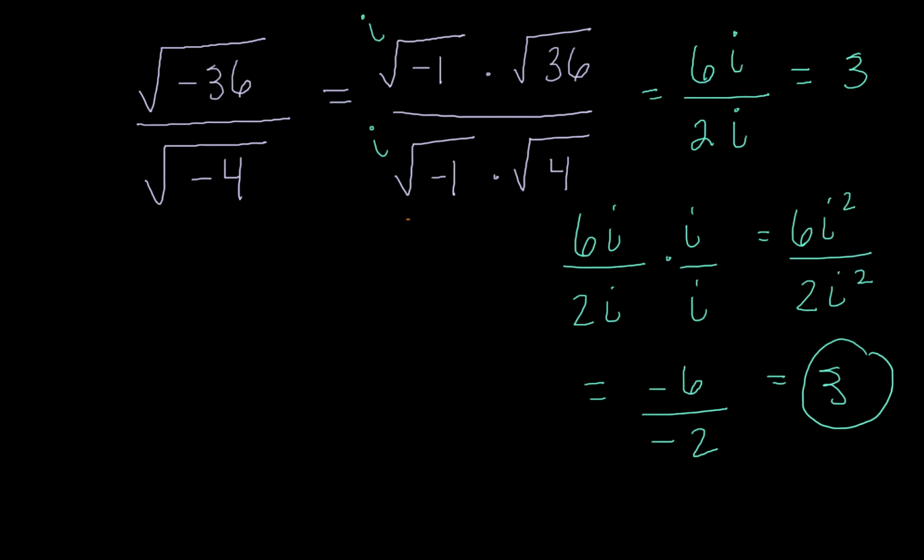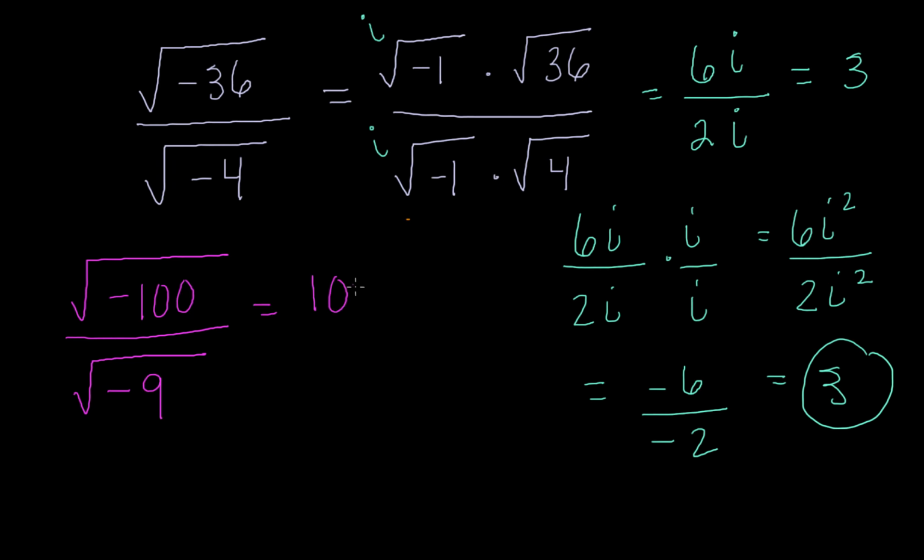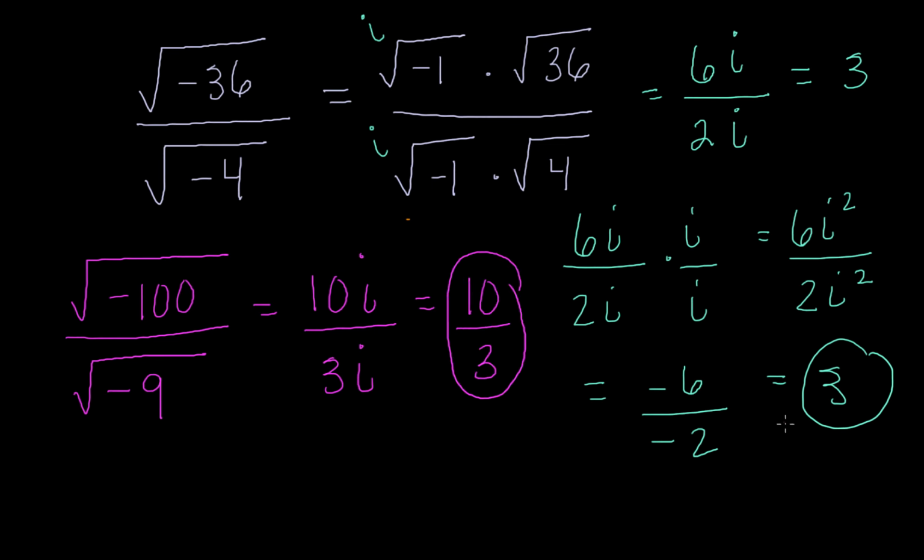Let's go ahead and do another one. The square root of negative 100 divided by the square root of negative 9. This would be 10i divided by 3i, which is just 10 thirds. And that's it.